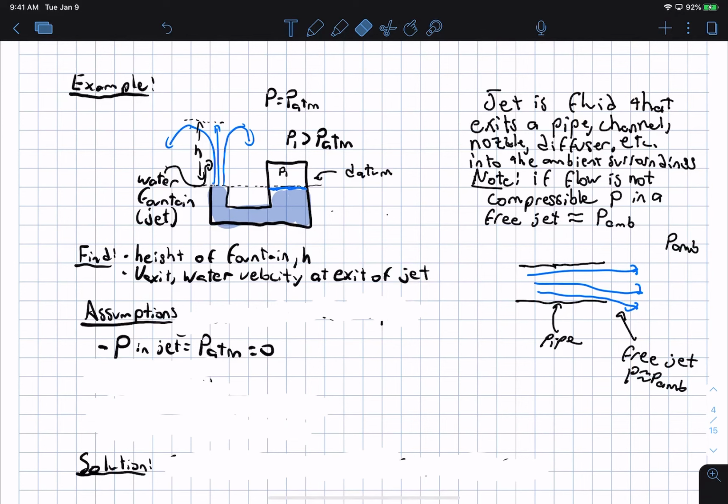So first, we will assume that the pressure is the pressure in the jet, which is the atmospheric pressure. And we will take that the atmospheric pressure is 0, or you could say 0 gauge pressure.